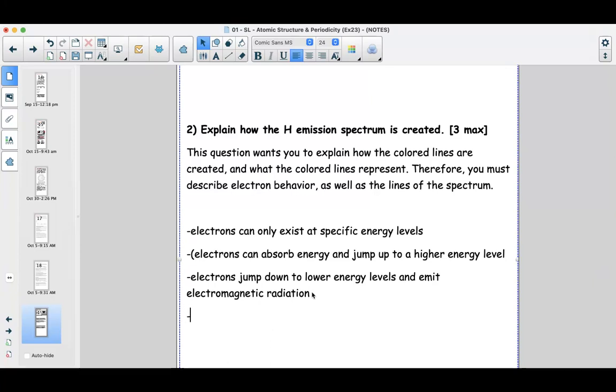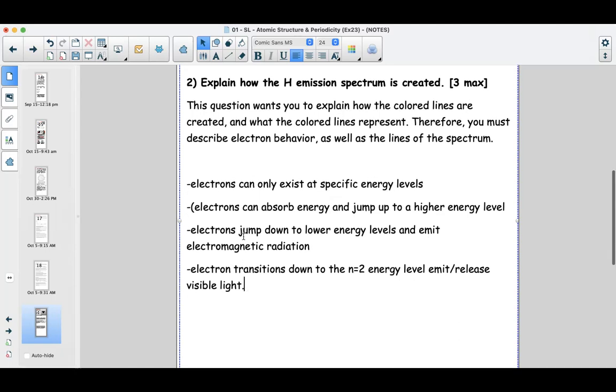But the part about the visible, we're going to have to at some point say that electron transitions down to the n equals 2 energy level emit or release visible light. So you could probably just combine the previous 2 bullet points saying electrons jump down to the n equals 2 energy level and emit visible light. But more generally, the idea is that electrons jump down to lower energy levels and emit electromagnetic radiation.